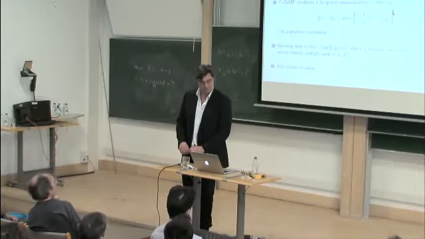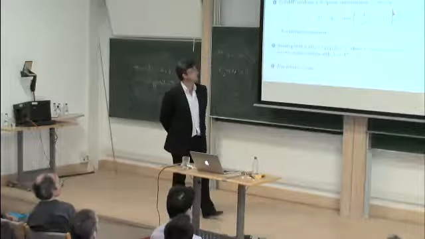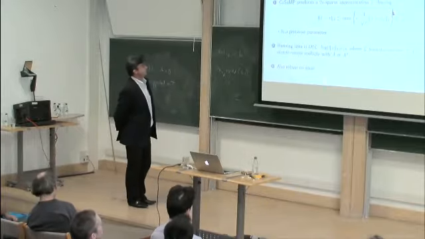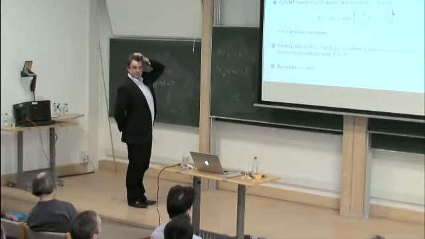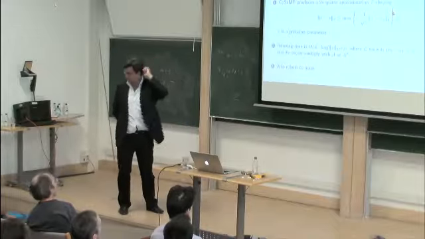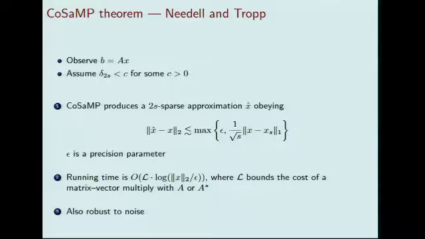And the nice theorem, proven by Deanna Needell and Joel Tropp, is that if we observe b equals Ax, and if the restricted isometry constant delta 2s is small, they don't really say how small it is, but I don't think it matters very much. If delta 2s is less than c for some c positive, then CoSaMP really returns a solution which has the good properties that we've seen already. Right? So it gets an error, which is a maximum between a precision, which is something you can tune, and this approximation error, which is 1 over square root of s times the l1 norm of x minus x_s.